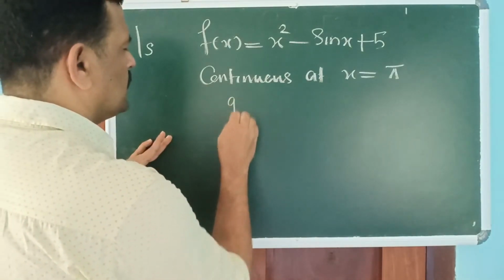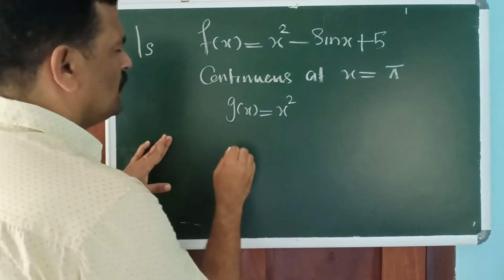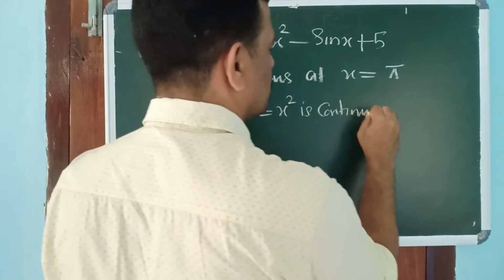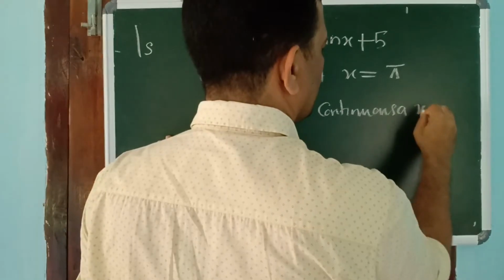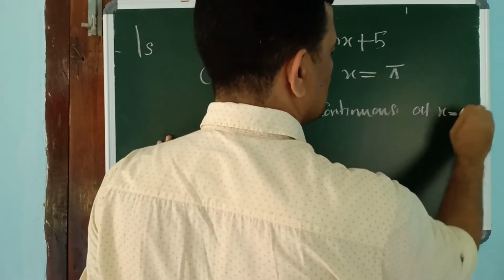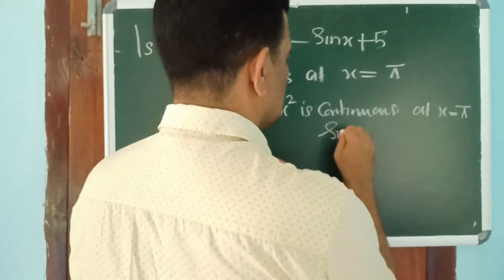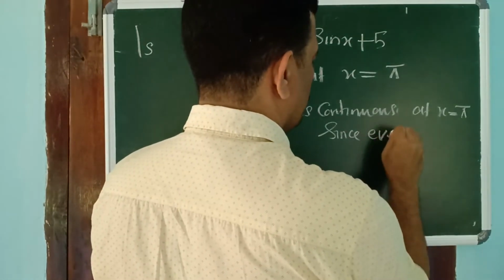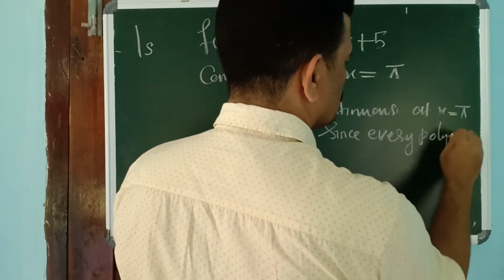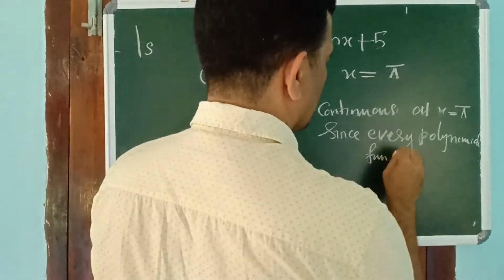Let g of x equal to x square. It is continuous at x equal to pi, since every polynomial function is continuous.